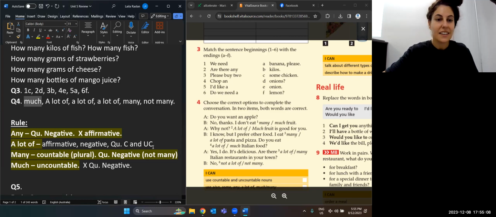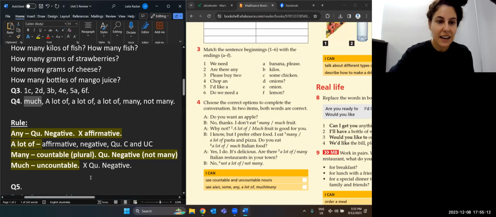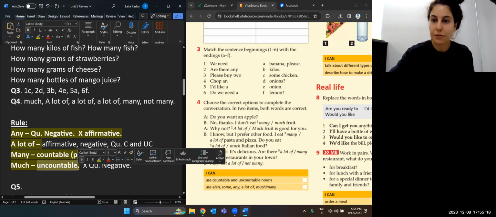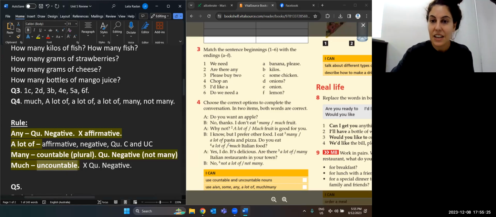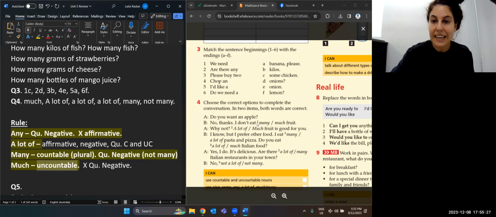Yeah, so let's look back. So fruit has to go with much because it's uncountable. So how much fruit, how much rice, how much milk, how much flour, they are uncountable nouns. So that's why we said I don't eat, we made it a negative, much fruit.